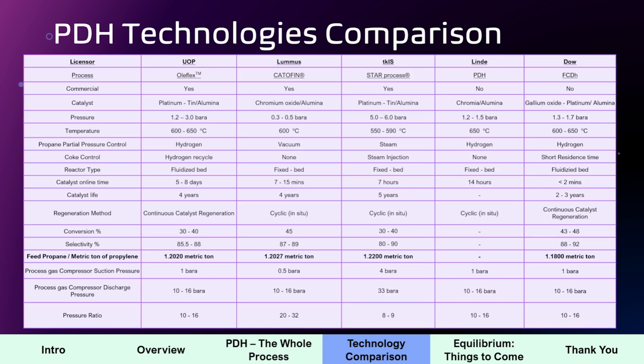Like we said, you have different licensors working around different operating conditions. So you look at UOP, for example, they work with hydrogen. They co-feed hydrogen with propane. And someone at first glance would say, oh my goodness, why would you feed hydrogen with propane, that's going to slow down your reaction because it's an equilibrium?